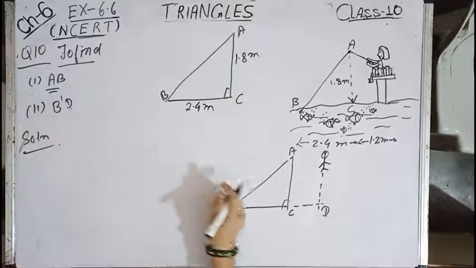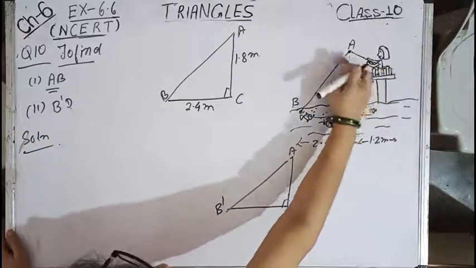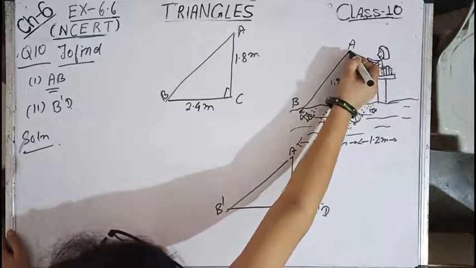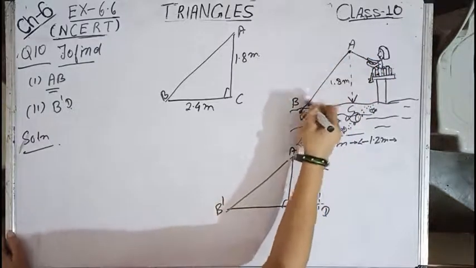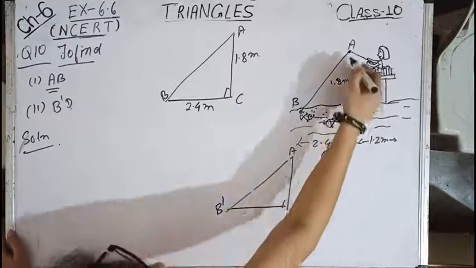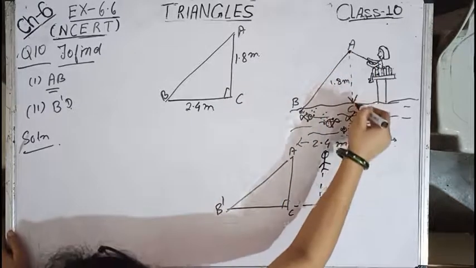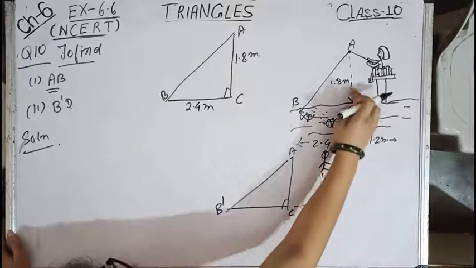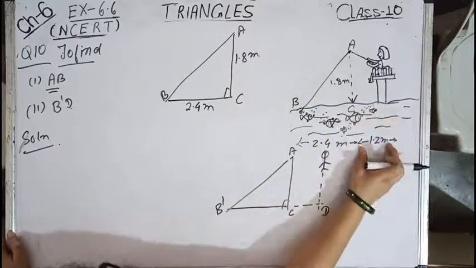Again I am explaining once. One girl, Nazima, is fishing. This is the tip of her rod. From here, this is the string, which is taut and straight. From the tip of the rod to here, the distance is 2.4 meter. The distance from the tip of the rod to her is 1.2 meter.